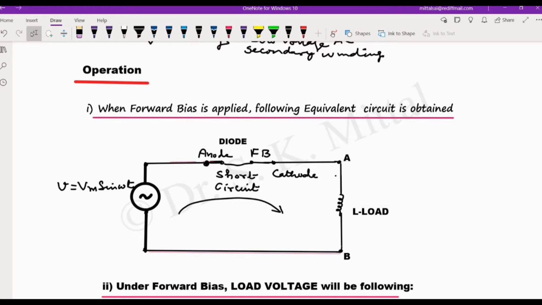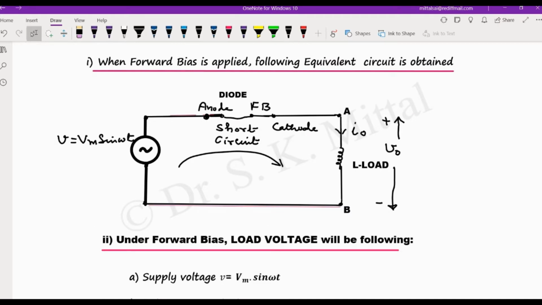And now under this forward bias condition, output voltage and output current are obtained. If I represent output current I0, and when it flows through the inductive load, output voltage V0 is obtained. Now after this operation, we will calculate the value of output voltage and output current or their expression.